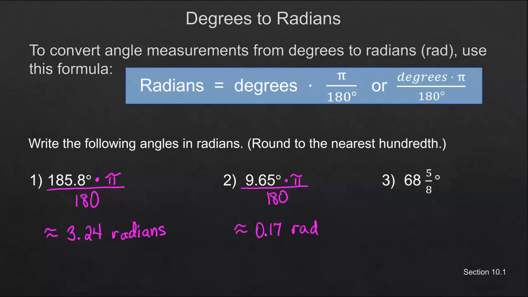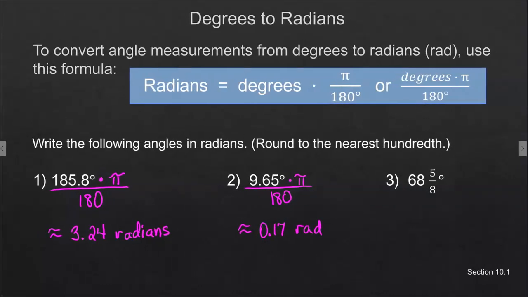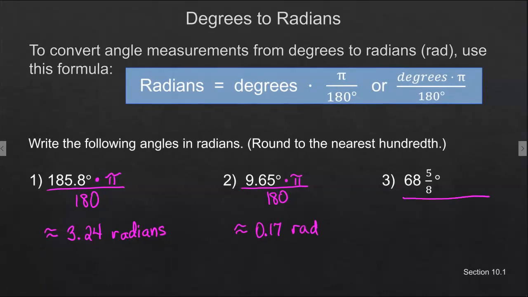Now this next one is a mixed number in degrees, and you can change the 5/8 by just taking 5 divided by 8, or you can key it in using your fraction key. So we're going to multiply by pi and divide by 180. So be sure that you try this on your calculator.